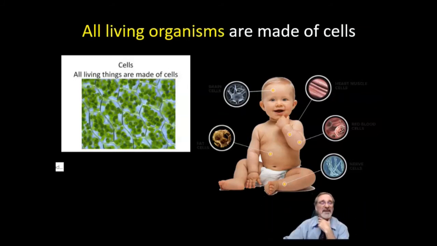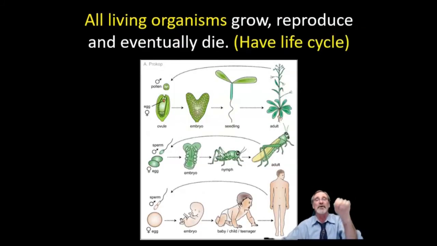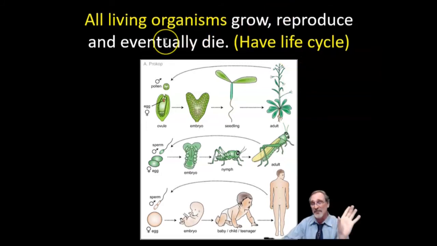All living organisms, boom, they grow, reproduce, and eventually die. That is, they have a life cycle. Again, if it's white, you got to write. If it's yellow, I'm not going to make you write it all over again here. So just write down the white part. Make it like a bullet point if you like. But all living organisms grow, reproduce, and eventually die.